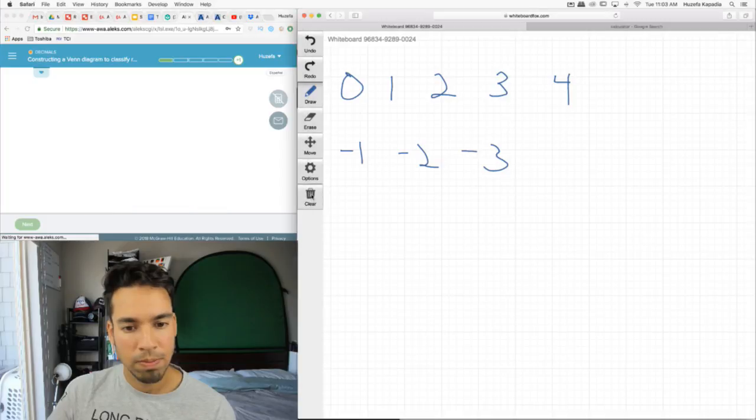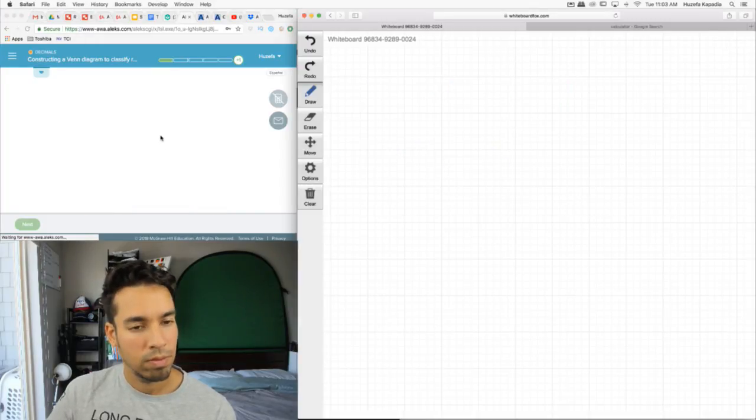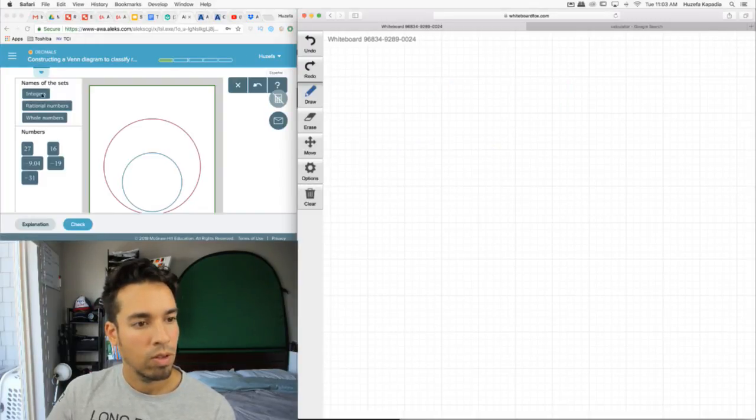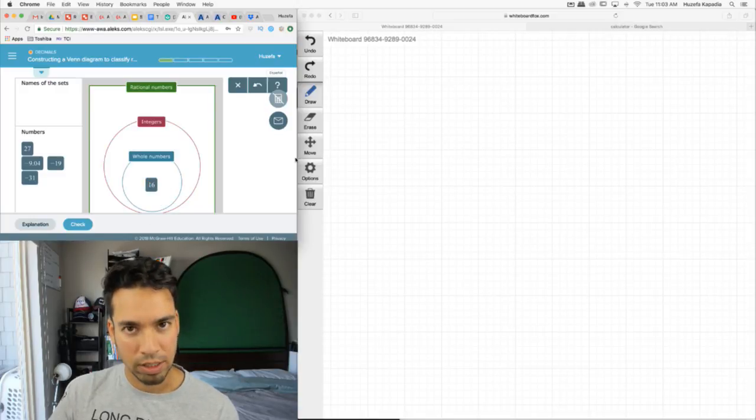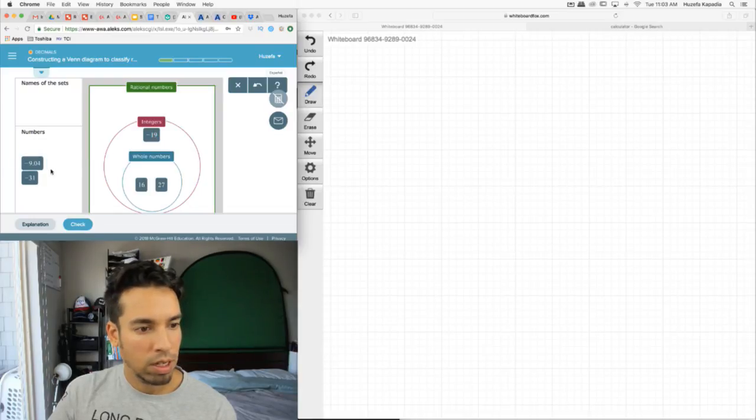Let's do the next one. Same deal: rationals, integers, whole numbers. Here we've got a nice whole number. Yes, it's also an integer, but we want the most specific category, which is whole number. This is also a whole number. These guys are integers. And these are neither, so these are just rational numbers.